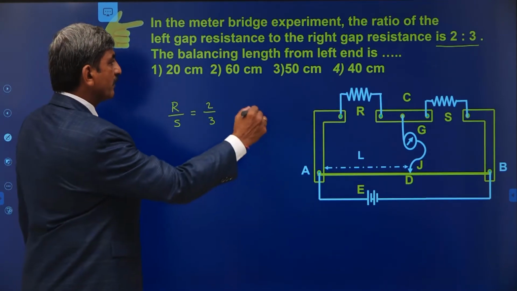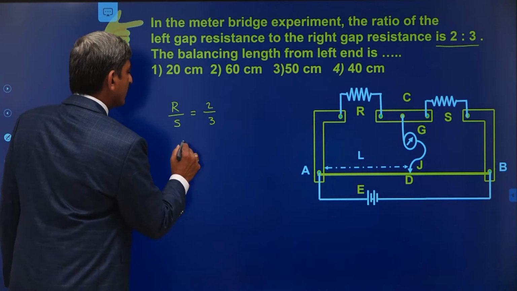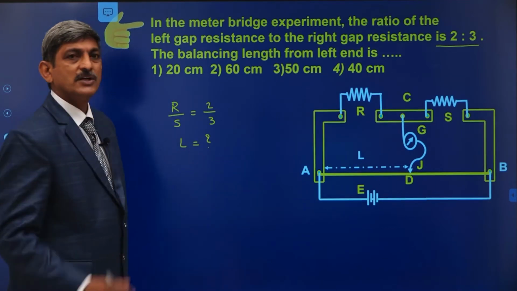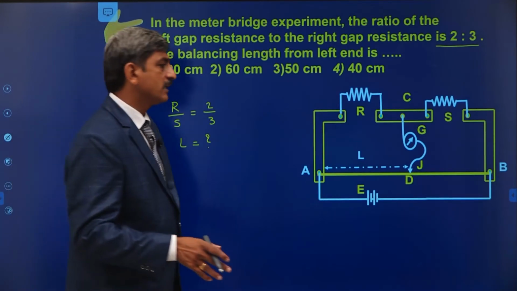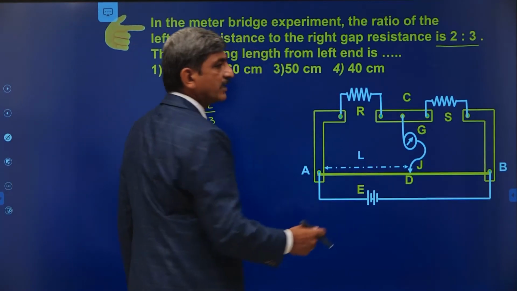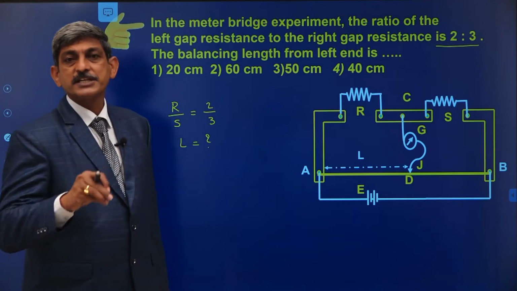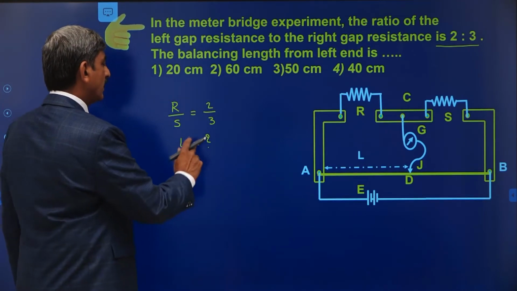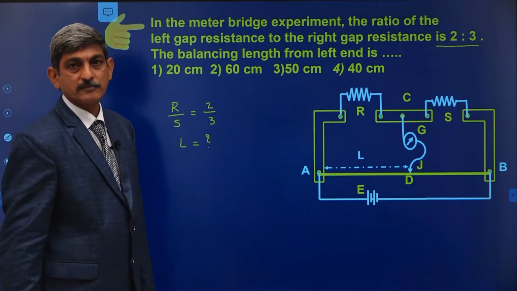Now if the bridge is balanced, what is the balancing length from the left end? Usually we always measure the balancing length from the left end, if it is not particularly mentioned in the problem to measure from the right end. Now the balancing length L is the question.